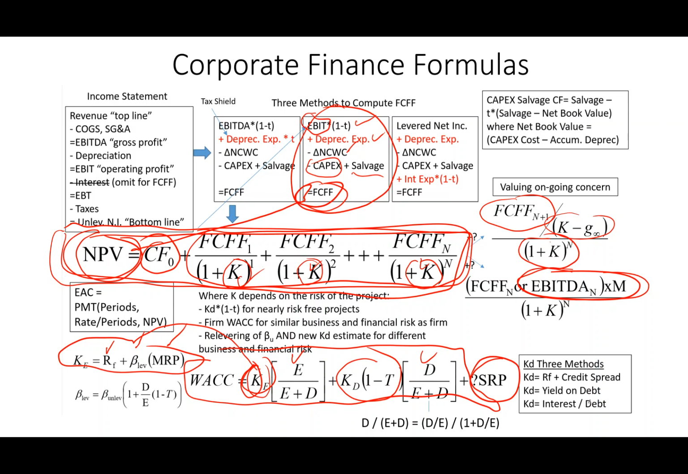So if 10-year Brazilian sovereign rates are 6% and ours are 4%, I'll just take 2 and call that the sovereign risk premium. That's the rate. That's the sovereign risk premium.